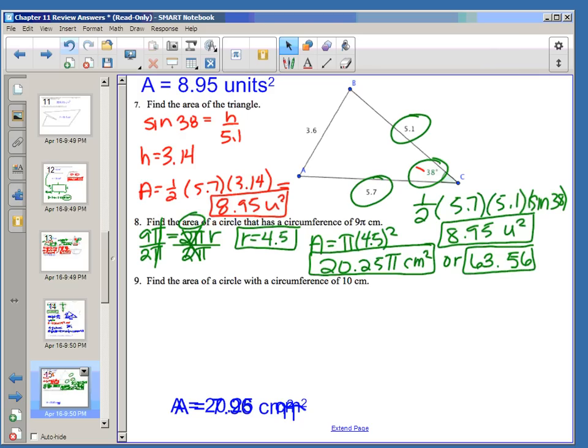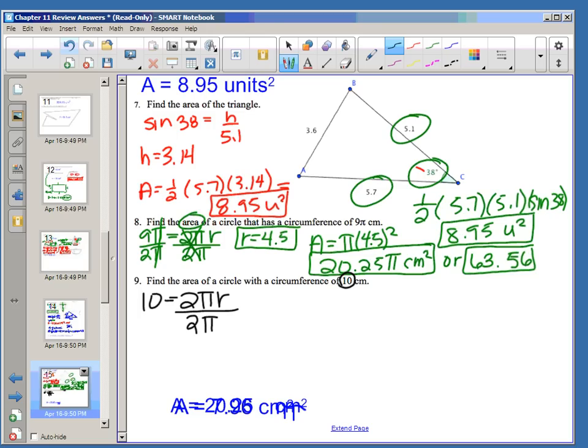Okay. Number 9 is the same exact problem, but the only issue is instead of having 9 pi, I have a circumference of 10. So 10 is now equal to 2 pi r. And I'm still going to divide by 2 pi.